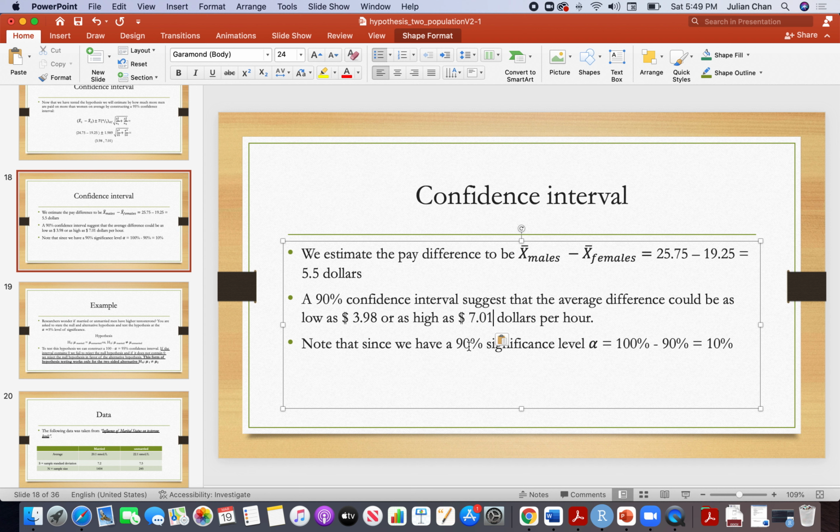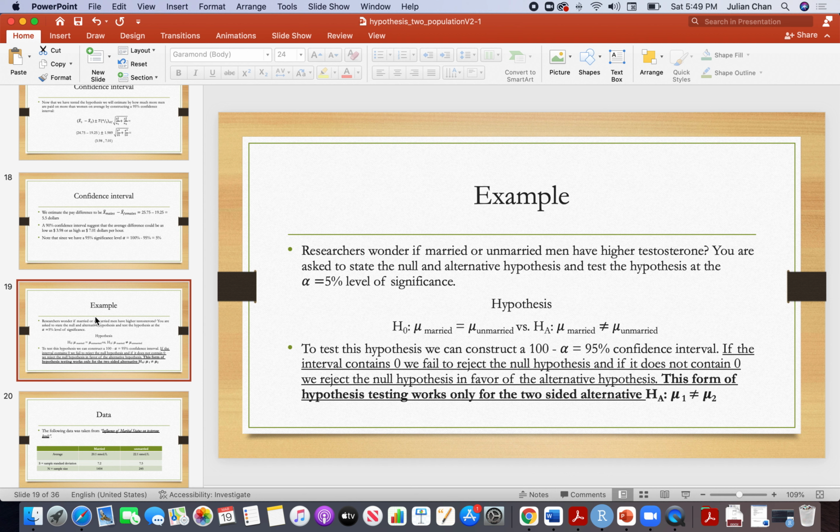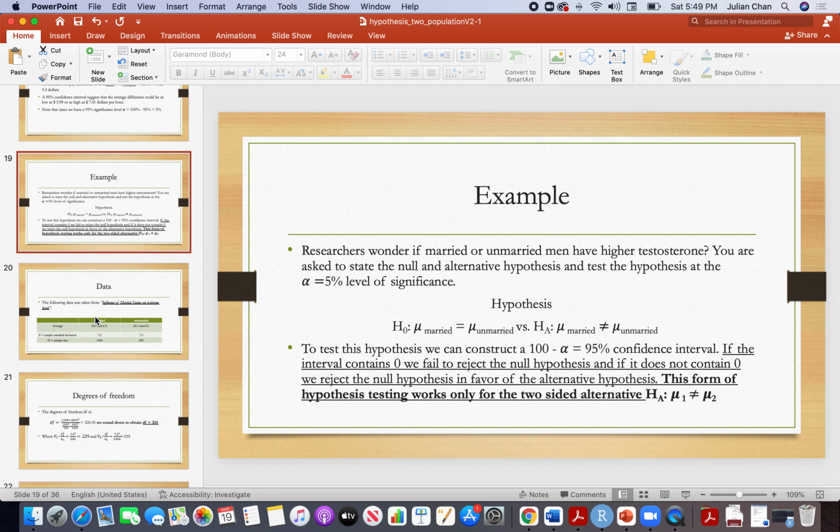And I believe that this is the 95%. So this will be our 95% level of confidence. Okay, now here's our final example. Then we'll move on to a case study.